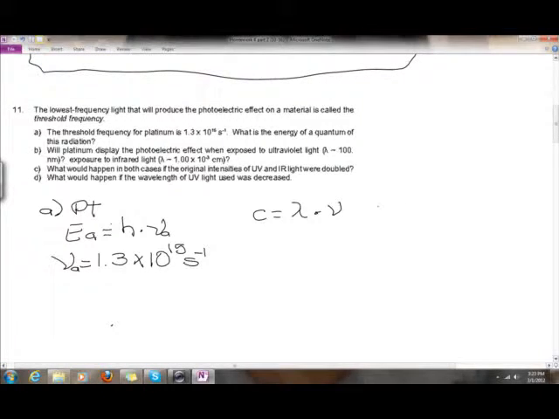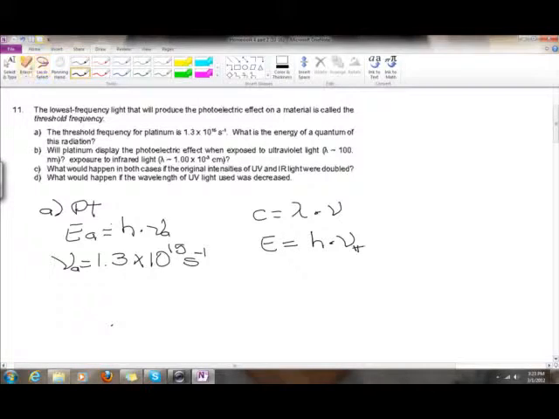We don't need that equation because it's so easy that we just have to plug in this. The threshold energy would be equal to the Planck constant multiplied by the frequency, and it's the threshold frequency.